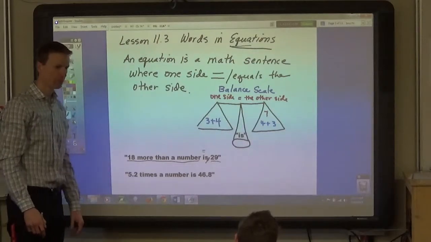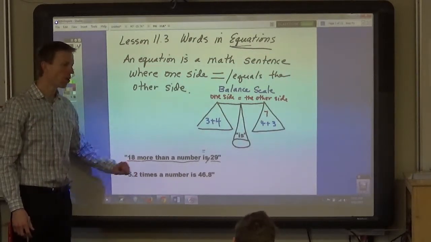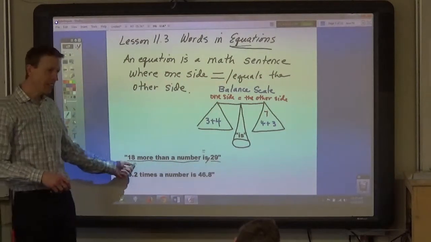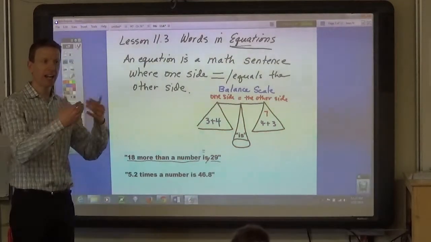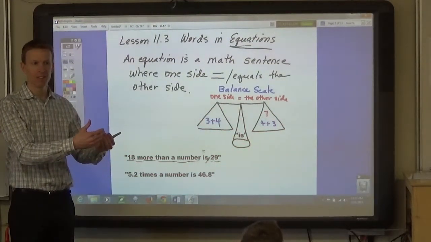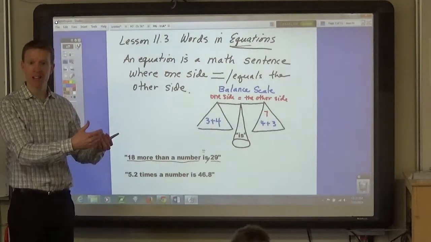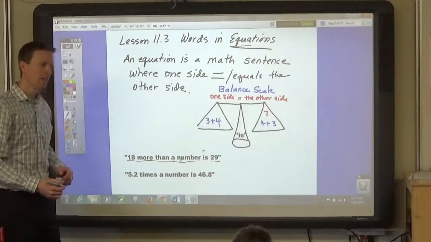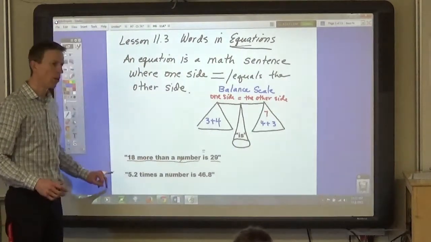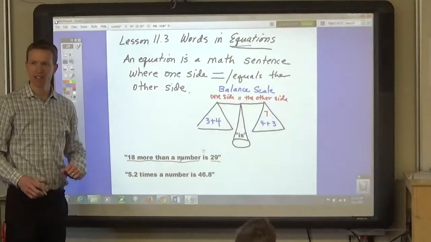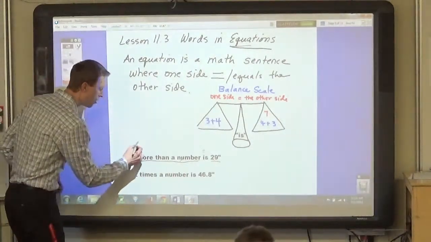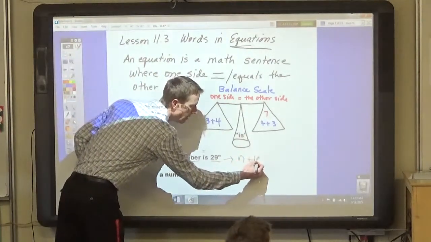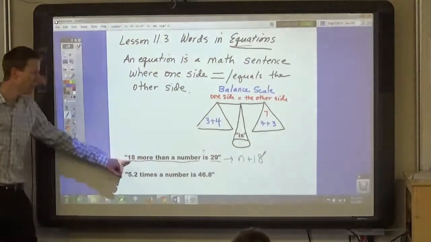So look at this first one. 18 more than a number. In lesson 1, we learned that 18 more than means we're going to add 18 to n. We're going to add 18 to a number. Anytime it says 18 more than or 18 less than, it means we do that at the end. So this means n plus 18, right? 18 more than a number.